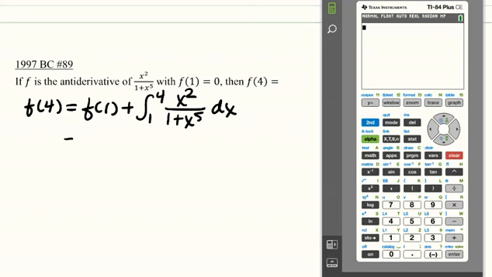Okay, so this is 0 plus, okay, I'll use math 9 again, from 1 up to 4. Okay, I'll use the fraction bar just to be safe, right? x squared divided by 1 plus x to the 5 dx. And it's looking like 0.376.